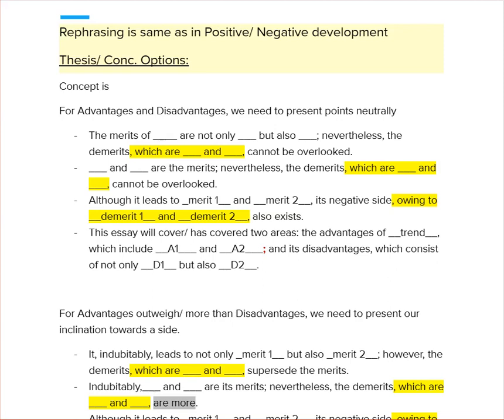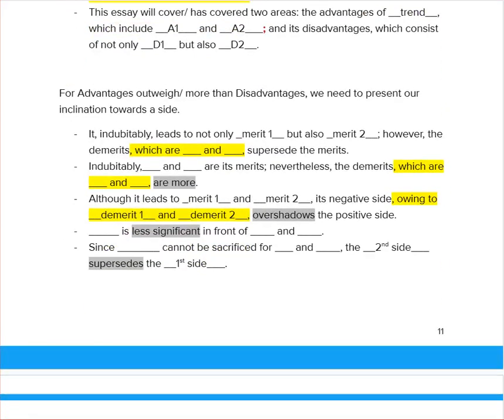Let's start. For "advantages outweigh the disadvantages," we need to present our inclination towards our side. It indubitably leads to not only right merit 1 but also right merit 2. However, the demerits, which are right demerit 1 and demerit 2, supersede the merits.